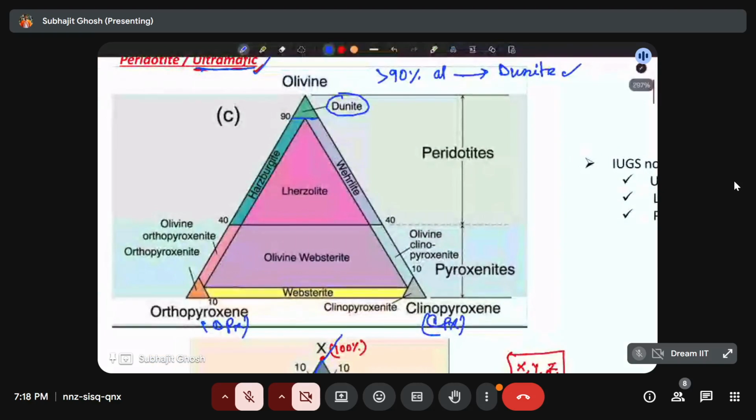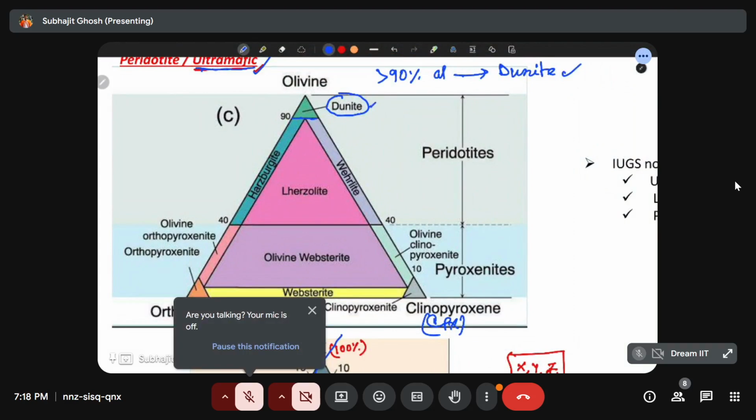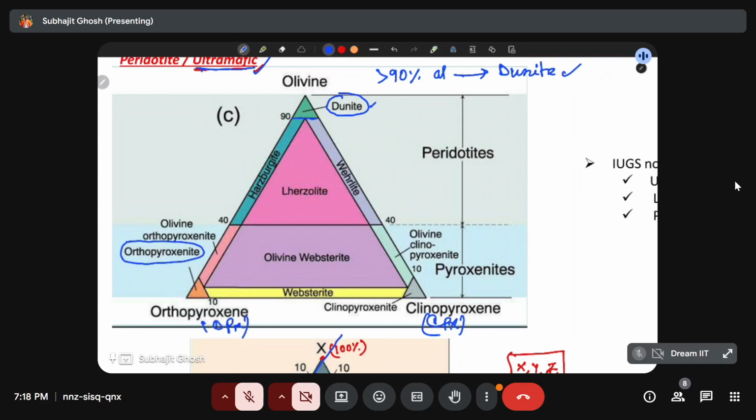फिर एक्चुअल सिचुएशन में आते हैं. एक्चुअल सिचुएशन में जैसे ट्रायंगल के एंड में ओलिविन है, ओपीएक्स है एंड सीपीएक्स है. If there is greater than 90% of olivine, then the rock will be called as dunite. Otherwise, if there is greater than 90% of OPX, then the rock will be called as orthopyroxenite. And otherwise, if there is clinopyroxene, then it will be termed as clinopyroxenite.